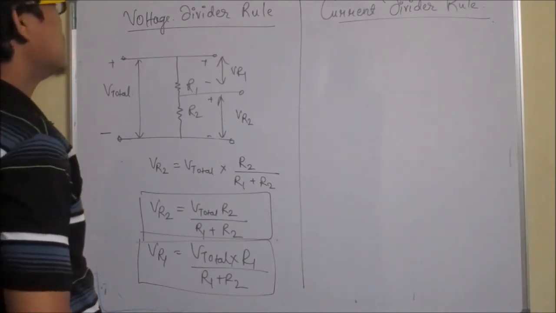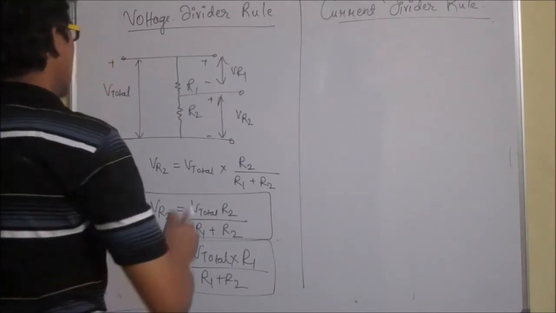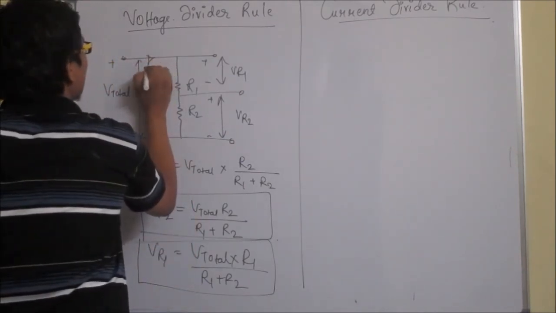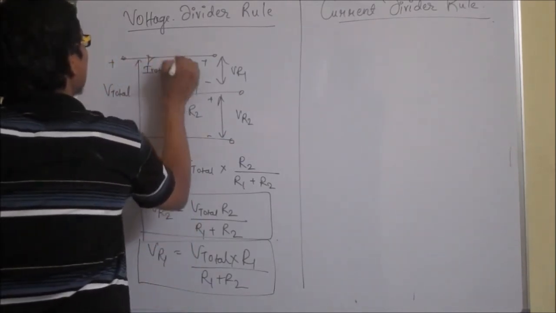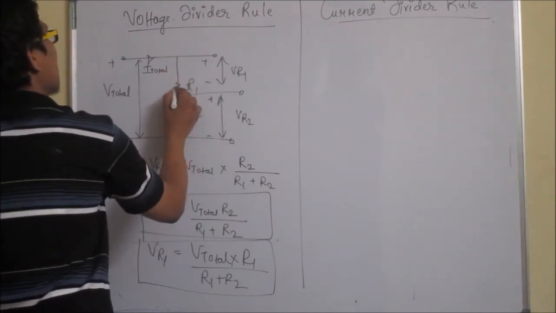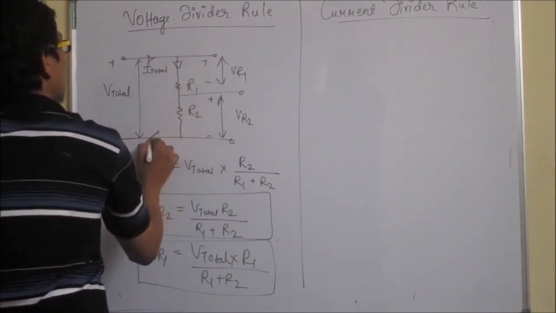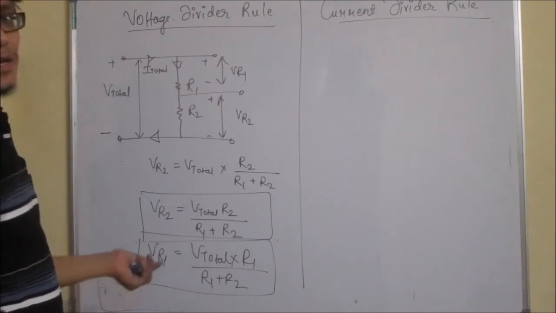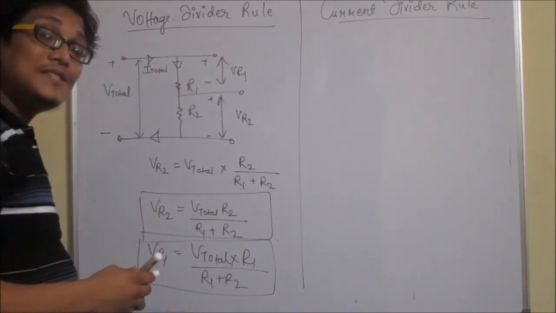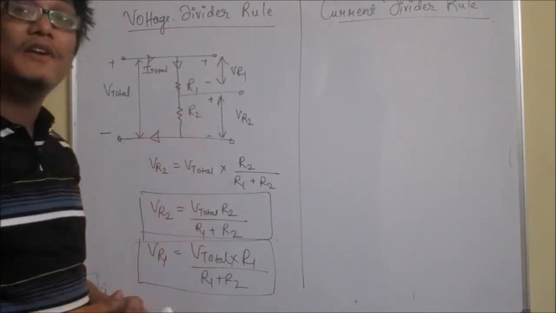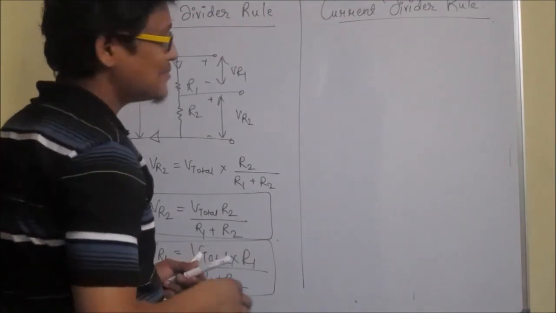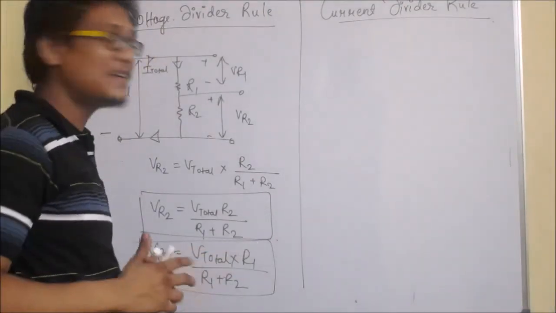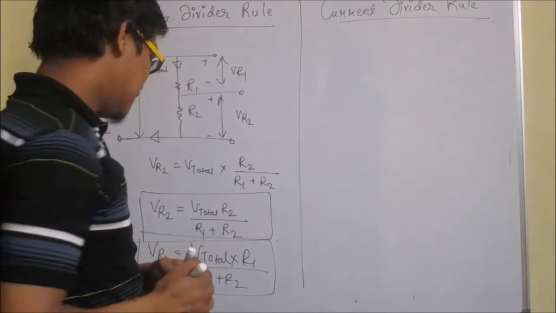Now, what is the current divider rule? Here, the total current flowing will be the same across each resistor because there is no other branch. So current going from here will come from here only. Simple. Now, we will see the current divider rule. Sometimes it is most famously known as CDR, and this is VDR.